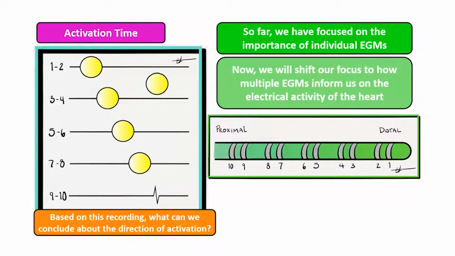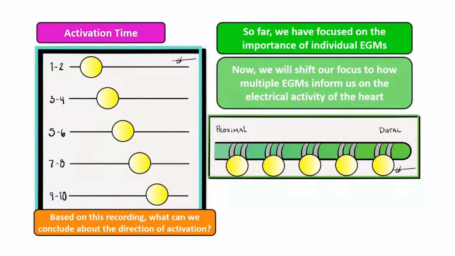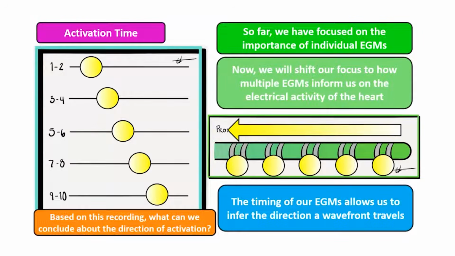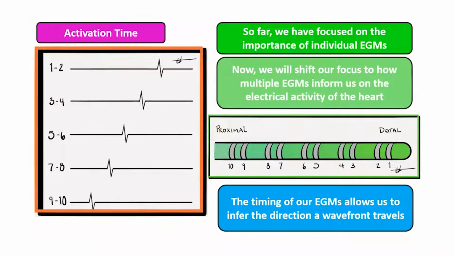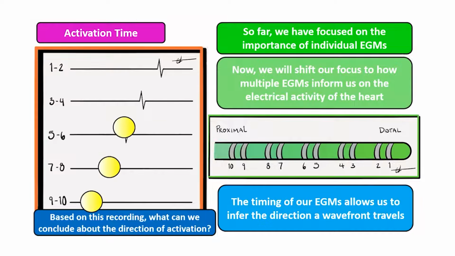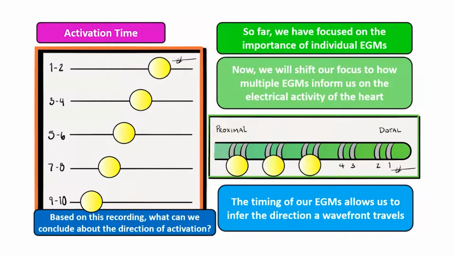Well, we can see that the timing of events starts at our distal electrode pair, 1-2, and moves sequentially down towards our proximal electrode pair, 9-10. This represents an electrical activation wavefront moving from distal to proximal. See, that's not too bad. And vice versa, if we see an electrogram activation sequence like this, we can see that our earliest signal occurs on the proximal electrode pair, 9-10, and travels sequentially to our distal electrode pair, 1-2.